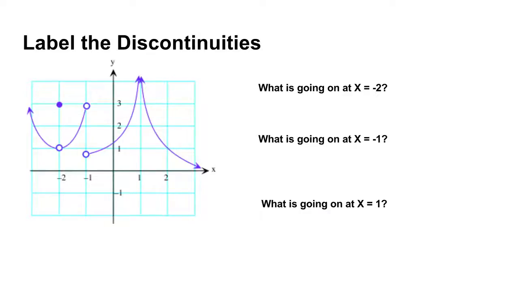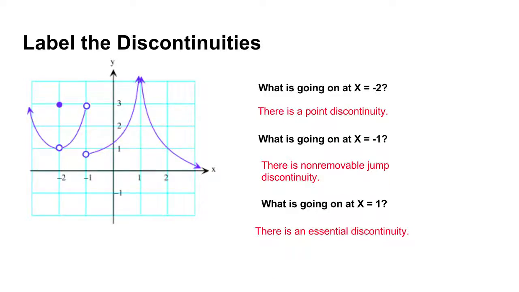So now let's try using our new vocabulary to label these discontinuities. So what is going on at x equals negative 2? At x equals negative 2, there is a point discontinuity, because there is just a point above the hole. At x equals negative 1, there is a non-removable jump discontinuity, because the limit as x approaches from the left and from the right do not equal each other.